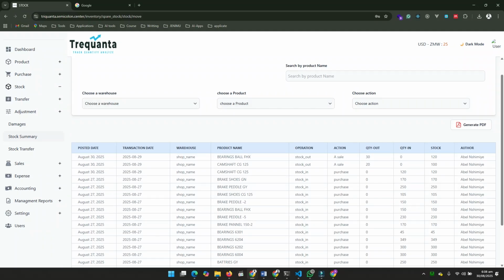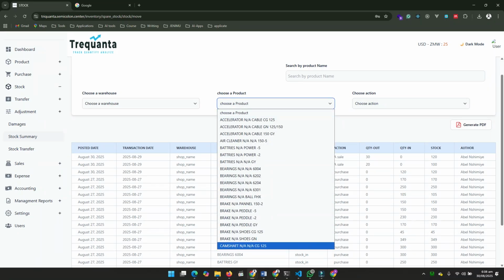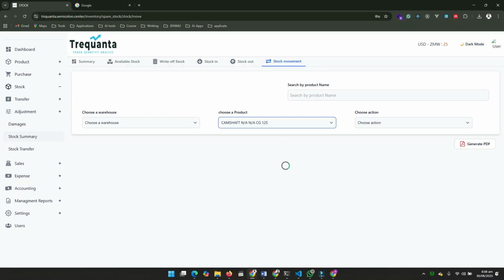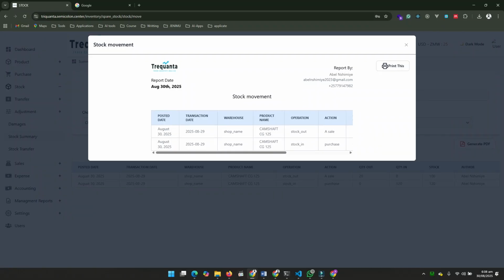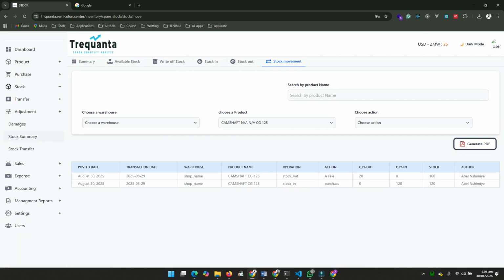And one thing is about, for instance, this one. Let us check about only one product and see what it can bring. This is what we have. Don't forget, we made a purchase of 120 and we made a sale of 20. So you can still track one product and see how the product has made the movement under a stock. For instance, you can make a purchase and see the movement of only one product, how maybe it goes out and in.